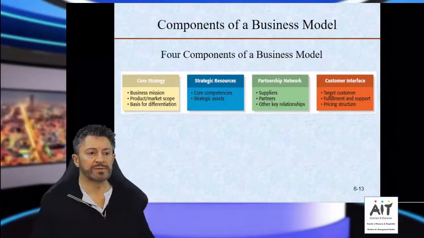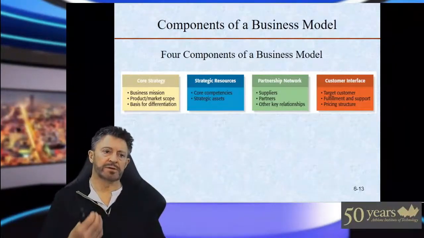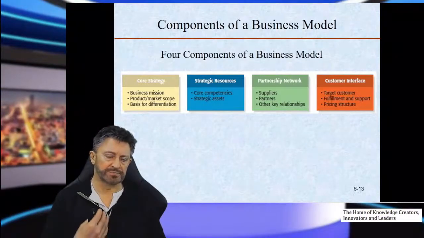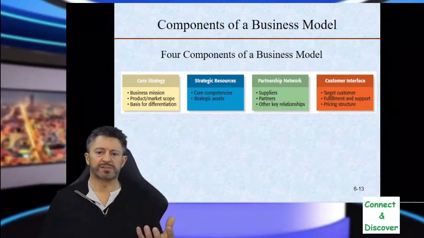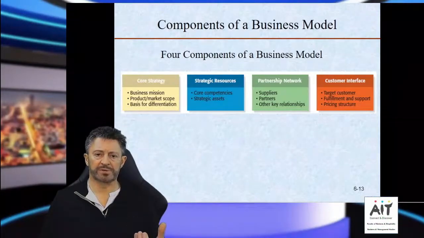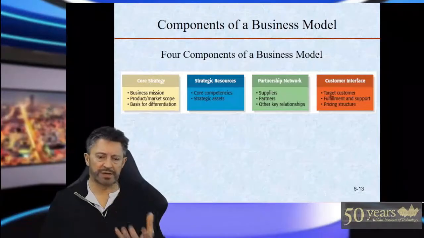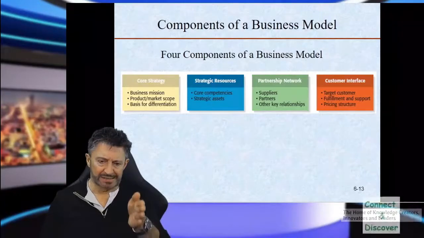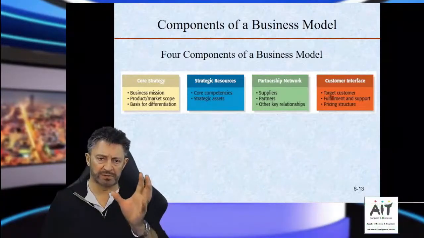So, the 4 components of the business model, starting with the core strategy itself. What's the business mission, the product and market scope, and the basis for differentiation? We need to find out, fundamentally, is this product valuable to customers? Does it have sustainable growth? How much of the market can we get with this product? And then we go in and say, yes, this makes sense, and that's our mission. That's why we're building this version of the product, because we have a sound market.